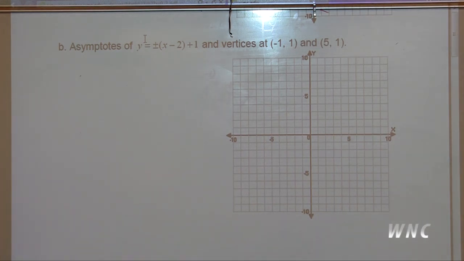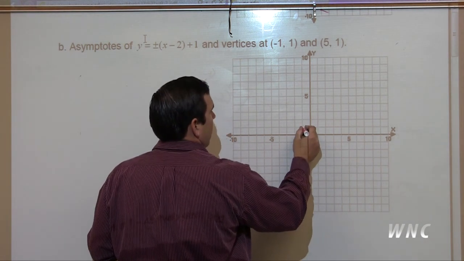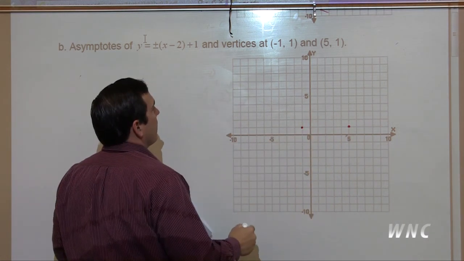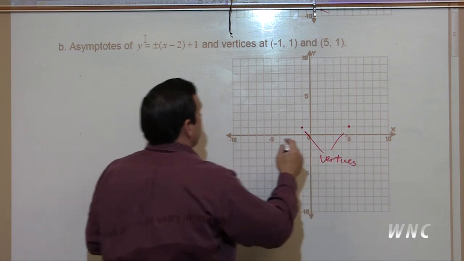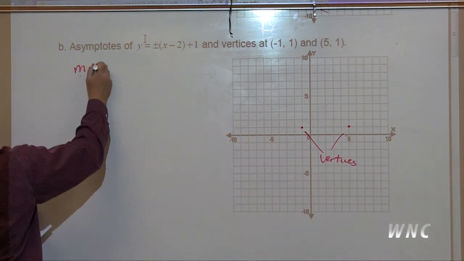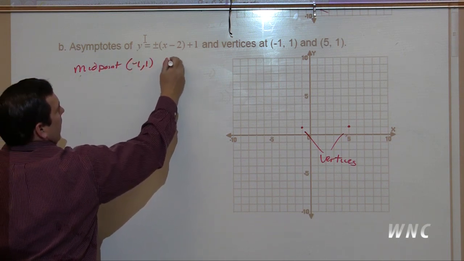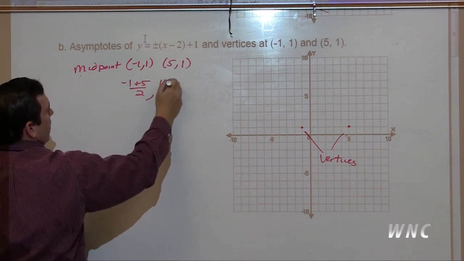Okay, asymptotes of y equals plus or minus (x minus 2) plus 1, and vertices are at negative 1, 1 and 5, 1. This means it's opening horizontally. So our midpoint between negative 1, 1 and 5, 1, it's going to be negative 1 plus 5 over 2, 1 plus 1 over 2.